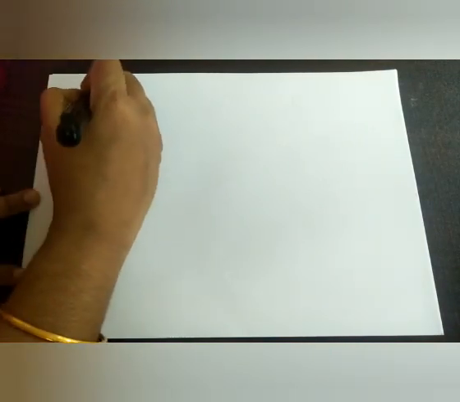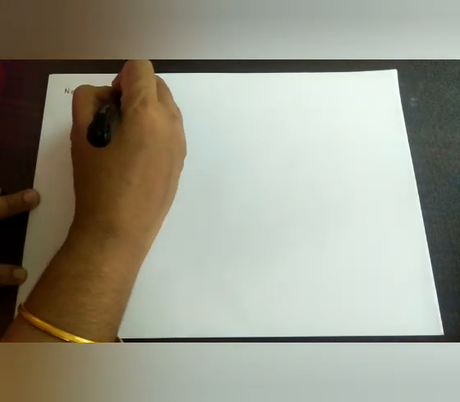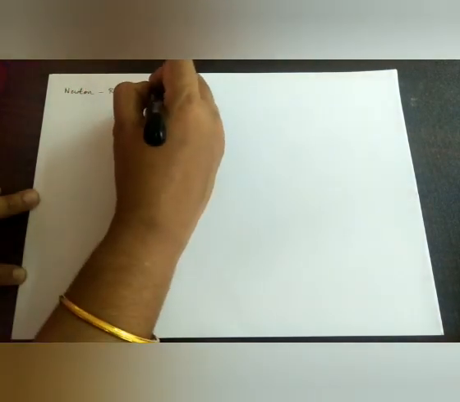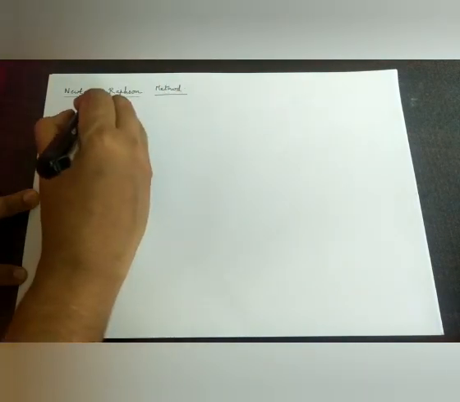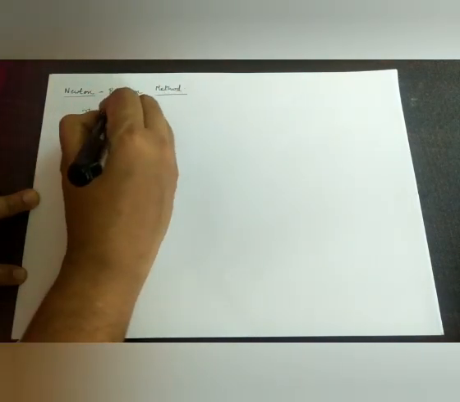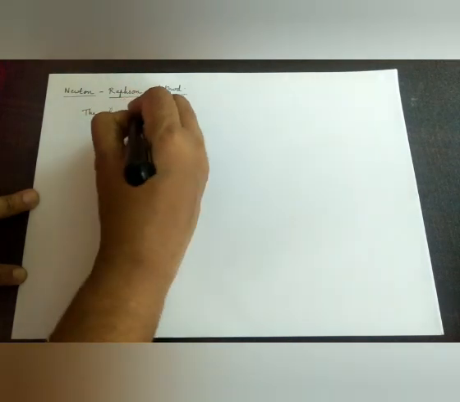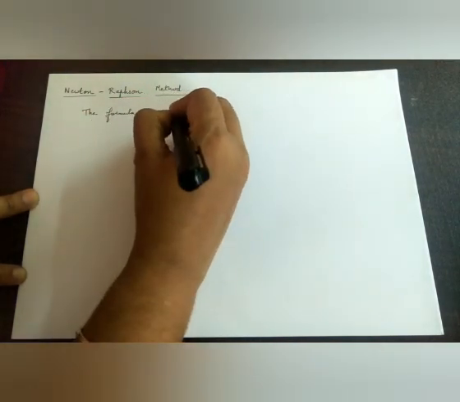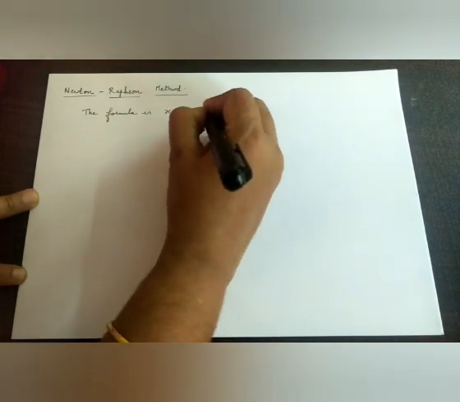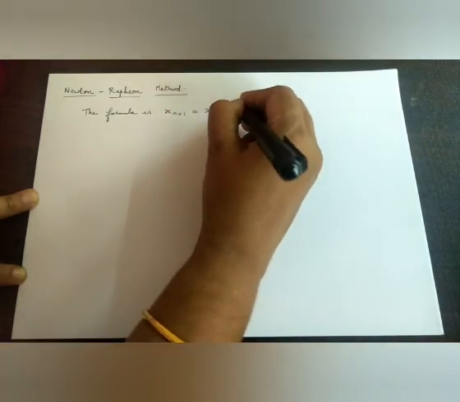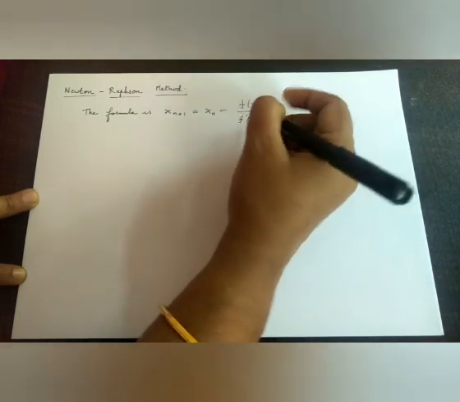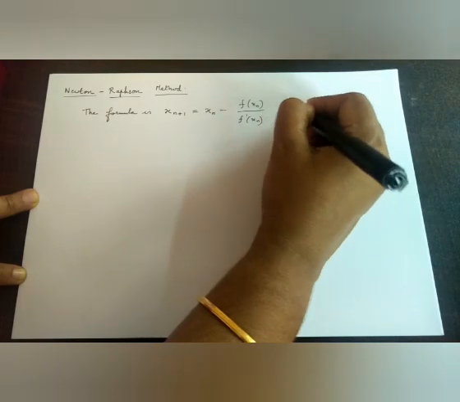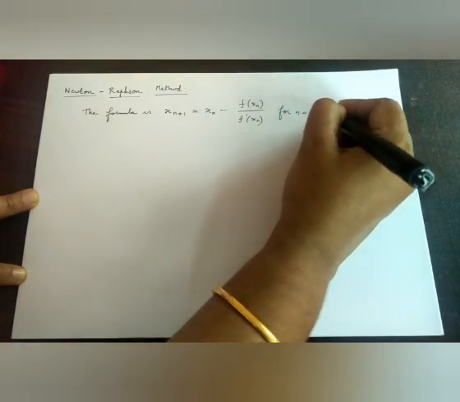Newton-Raphson method. Here the formula is x_{n+1} = x_n - f(x_n) / f'(x_n), for n = 0, 1, 2, 3, etc.